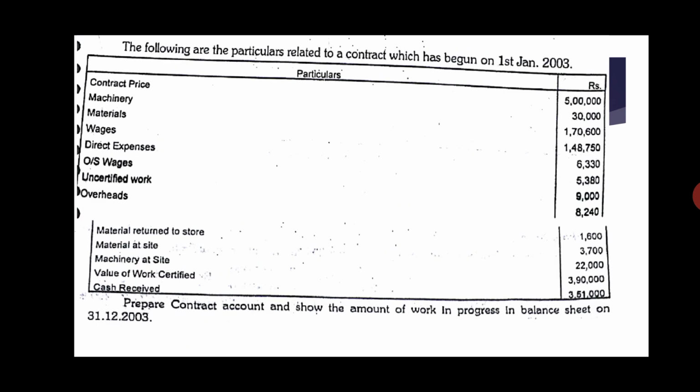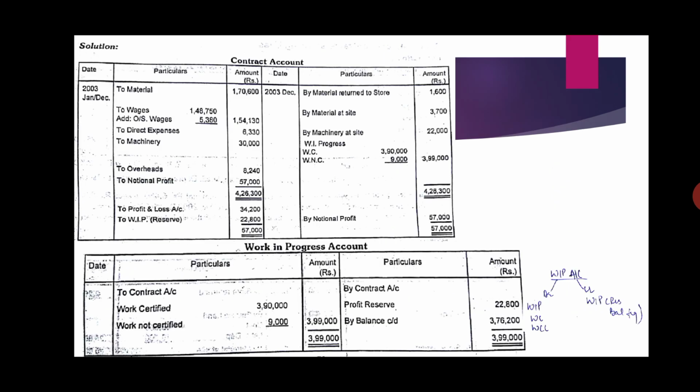Now one more question we are going to take according to this rule. Contract price is given to you. Machinery, material, wages, direct expense, outstanding wages, uncertified work and overheads. Material returned to store, material at site, machinery at site. Value of work certified and cash received. So we'll be preparing this contract account.